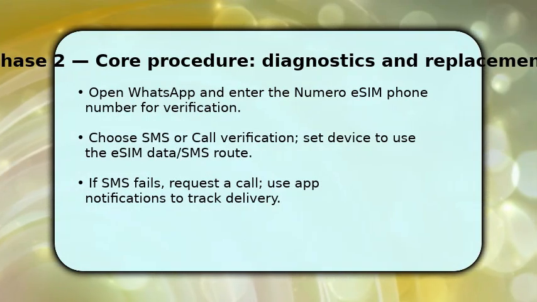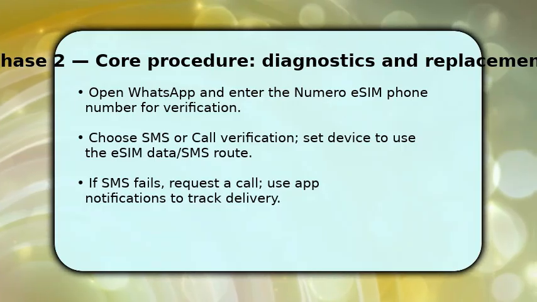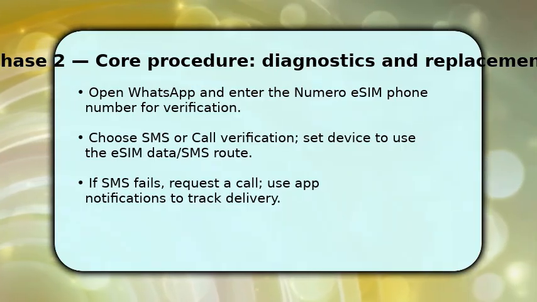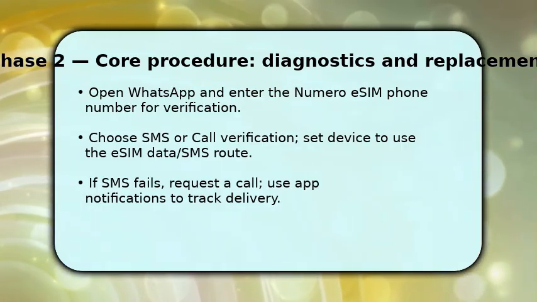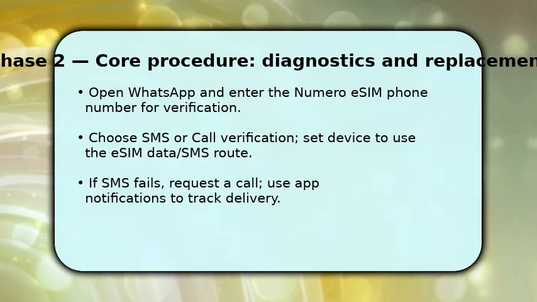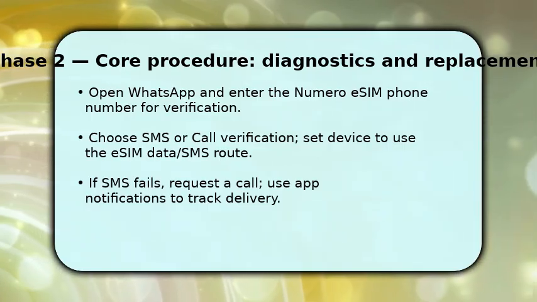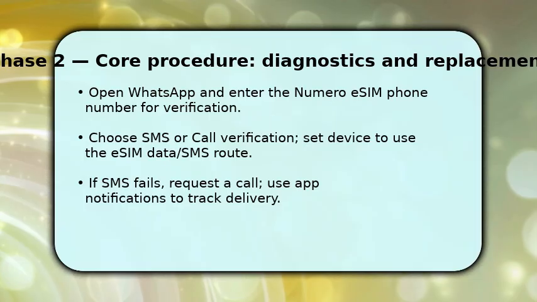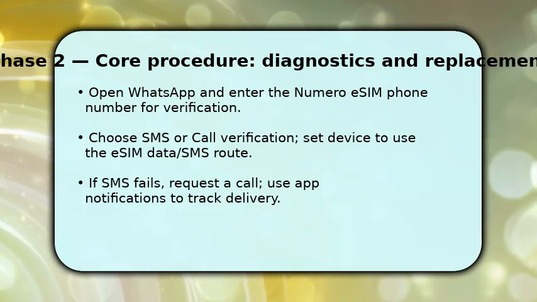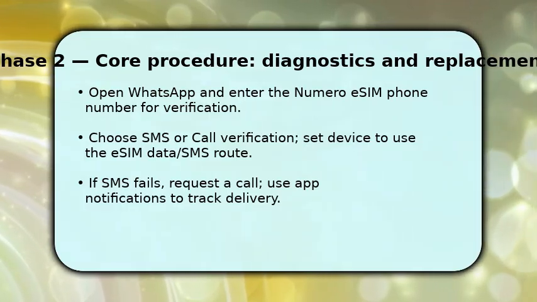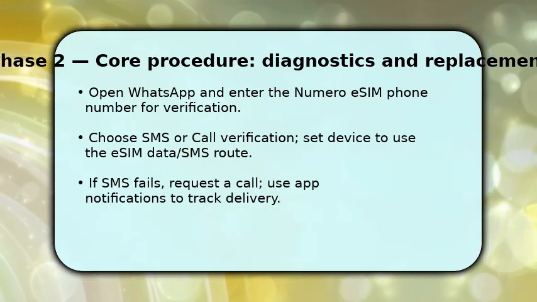Once the eSIM is active, open WhatsApp and enter the phone number provided by Numero. Choose SMS verification first. WhatsApp will attempt to send a 6-digit code to that number. Make sure your device is set to use the eSIM for data and, if supported, for SMS routing. This is why you enabled the profile earlier.